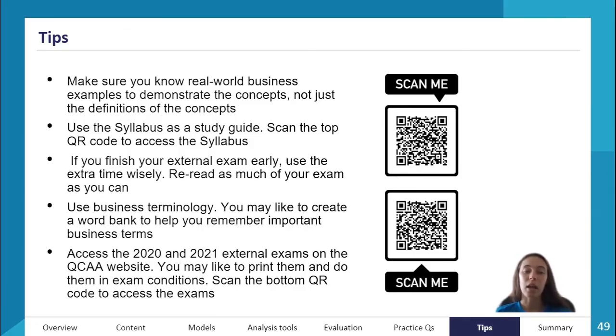And then access the external exams on the QCEE website. The 2022 version will be there as well. And you may want to print them out and try and do them in those exam conditions to replicate what it would be like on the day. And you can scan that bottom QR code to access some of those exams as well. Definitely make use of the QCEE website and any textbooks that you have, any class notes that you have. They are really invaluable to making sure that you do the best you can for this external exam.